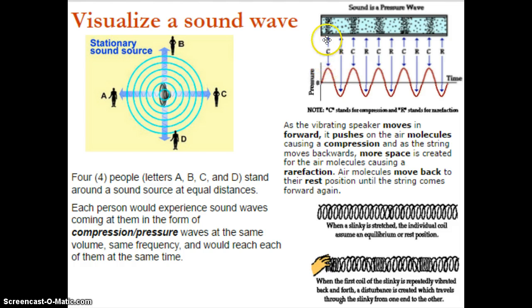So we could graph this. We would call our crest the area of compressions, and the troughs would be the rarefactions. So we would get compression crest, rarefaction trough, compression crest, rarefaction trough. And if we graphed it, we would have this very nice graph that we've been doing. These are called sine curves.